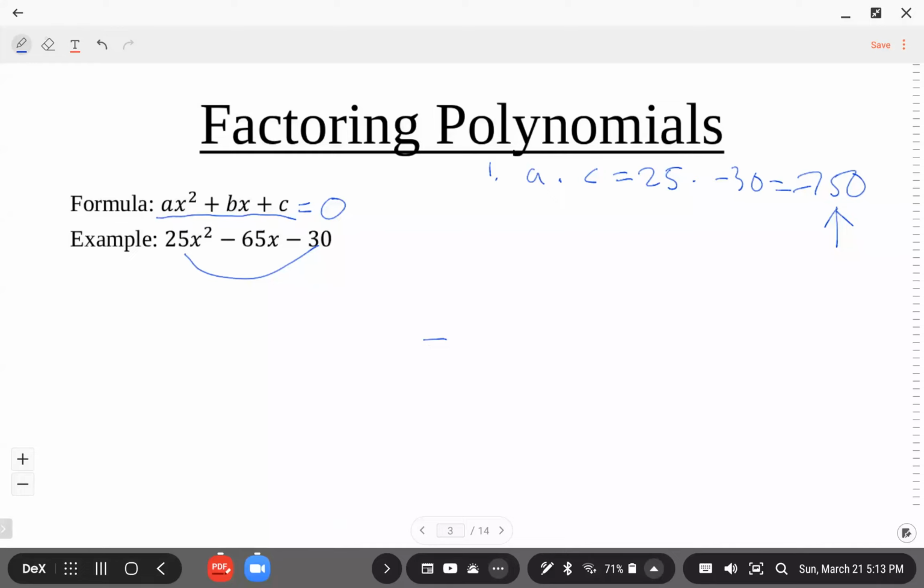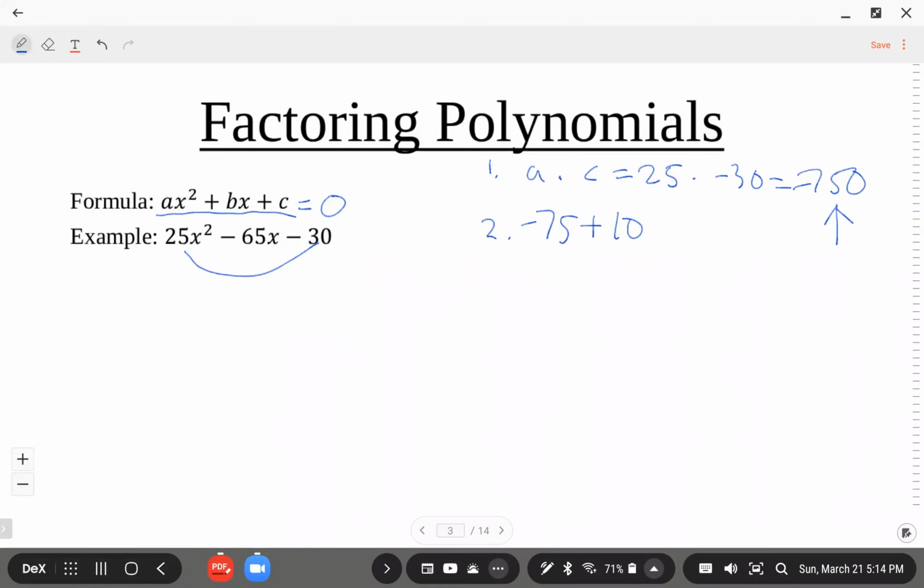Okay, this is very unorganized. Let me just do the second step. Negative 75 plus 10, not negative 10, is going to be equal to negative 65, and when you multiply them, it's going to be equal to negative 750.